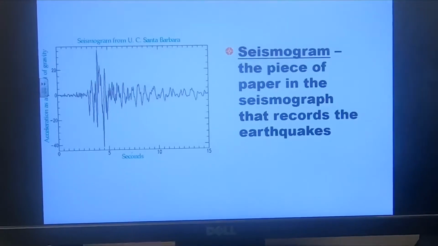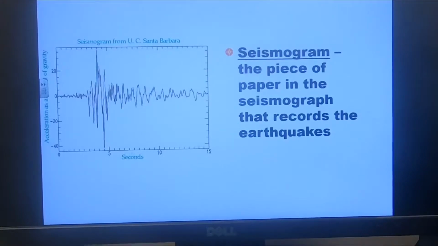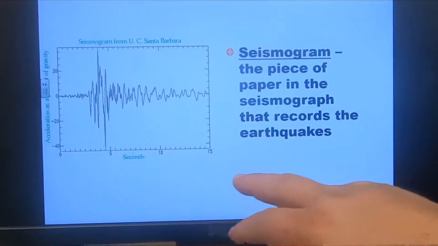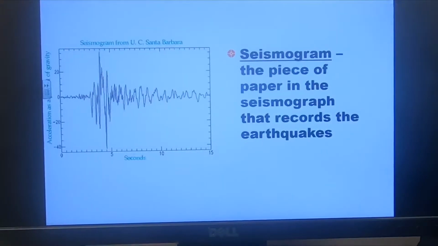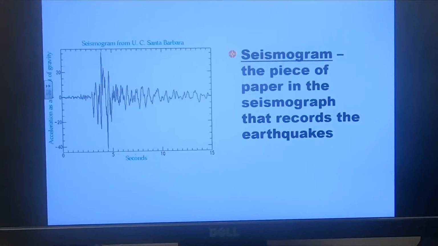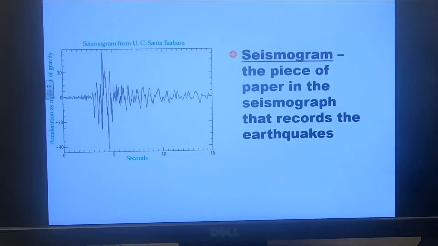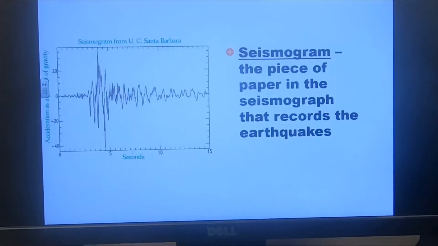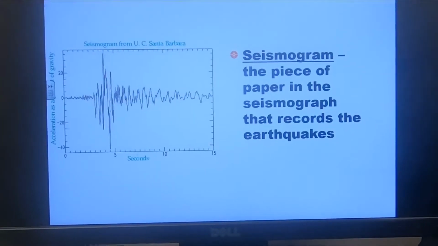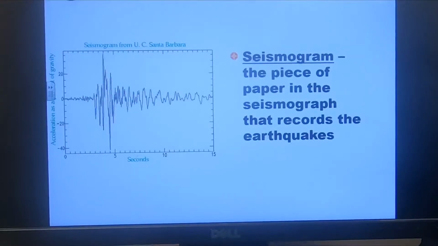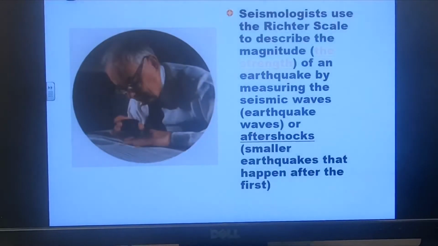So you can see on the horizontal axis right here, it says seconds. That's how quickly these things are occurring, between 0 and 15 seconds. And on the vertical axis, it's how much force is being applied. So you can see right around 4 seconds, just under 5 seconds, there was a huge burst of energy, and then it slowly dissipates from there.